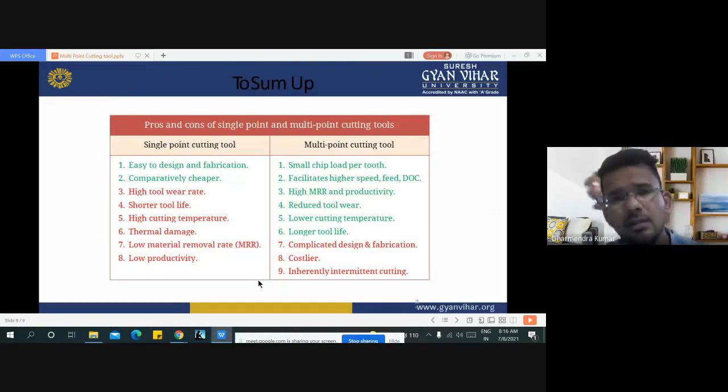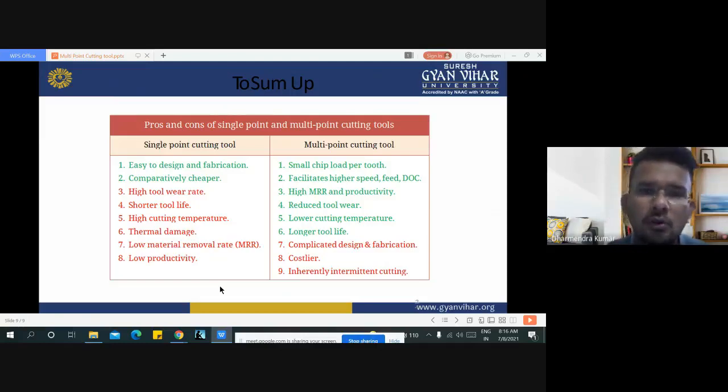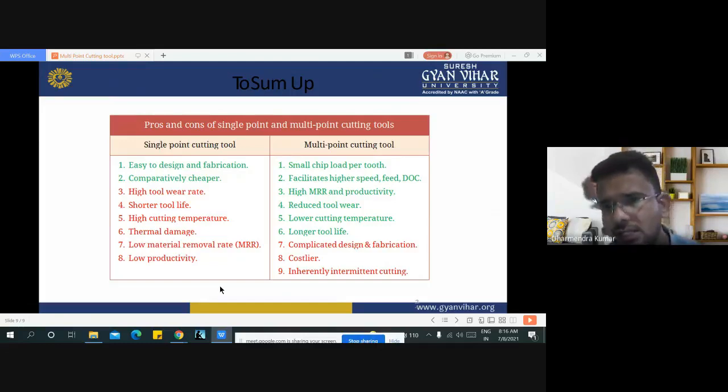We have discussed single point cutting tools in the previous chapter, and in this video lecture we have discussed multi-point cutting tools. Now these are the basic differences. A single point cutting tool is easy to design and fabricate, whereas a multi-point cutting tool has a small load per tooth. Design consideration is harder in a multi-point cutting tool compared to a single point cutting tool, because here the cutting edges are two or more.